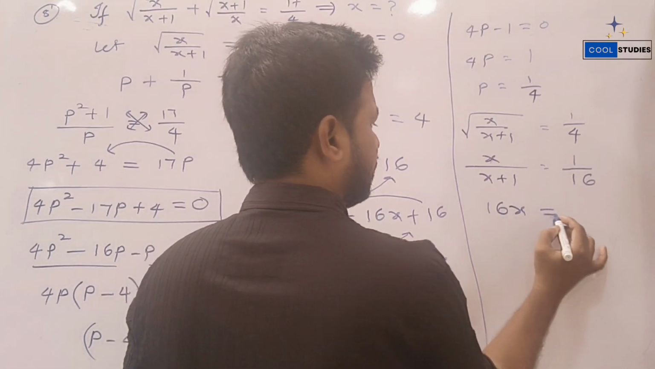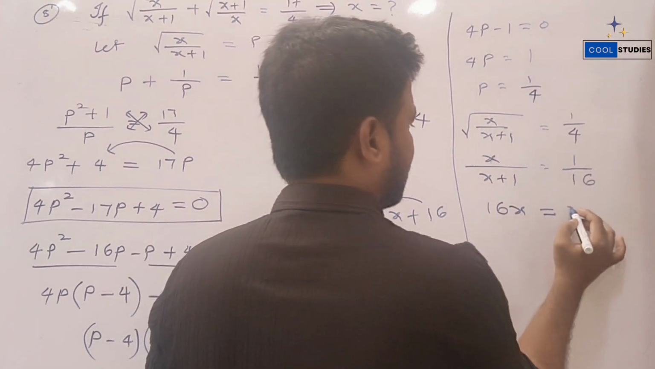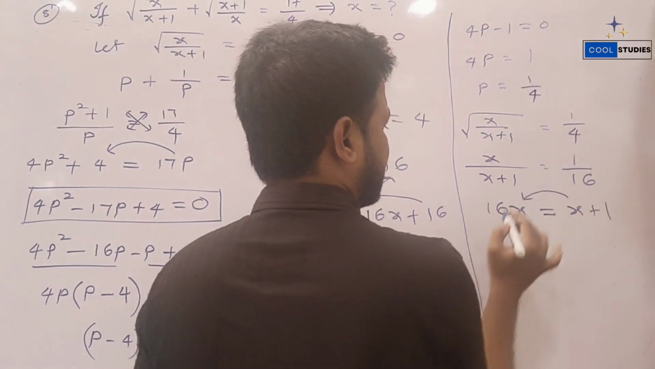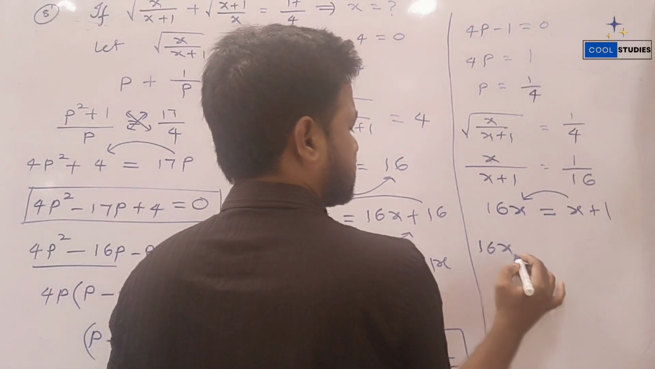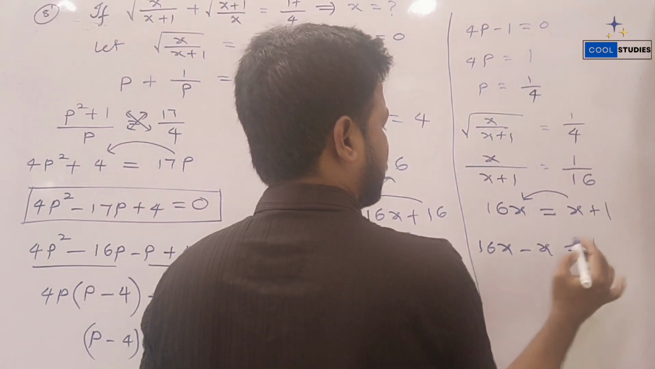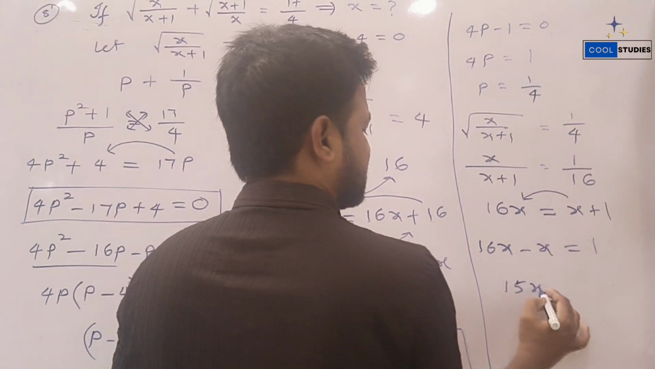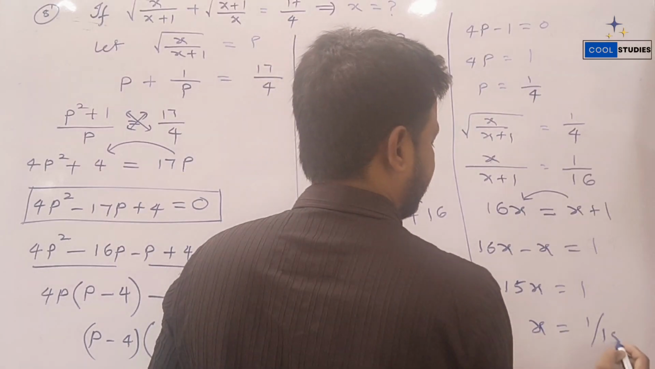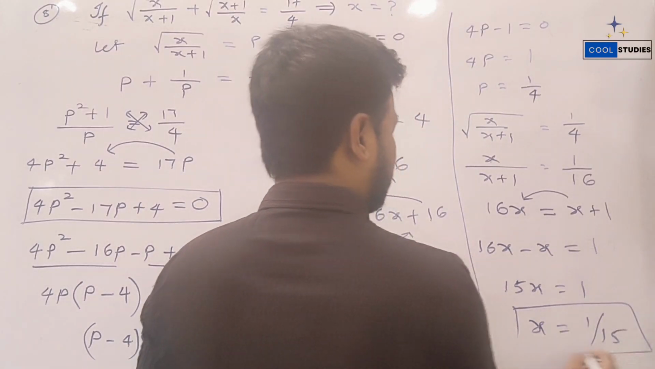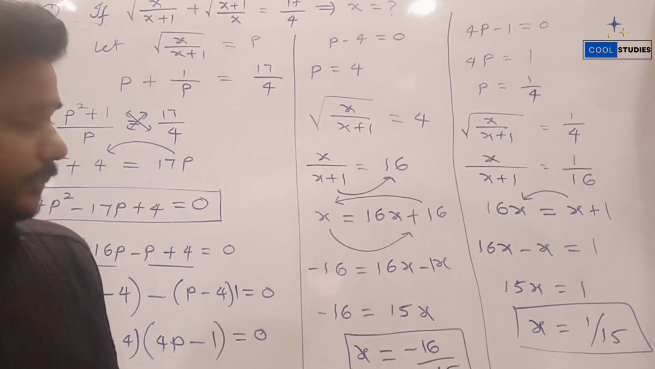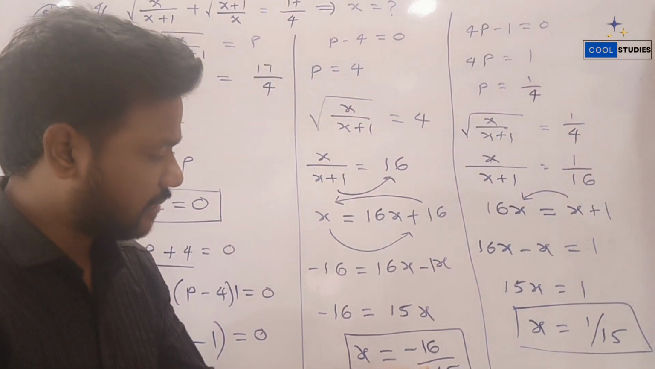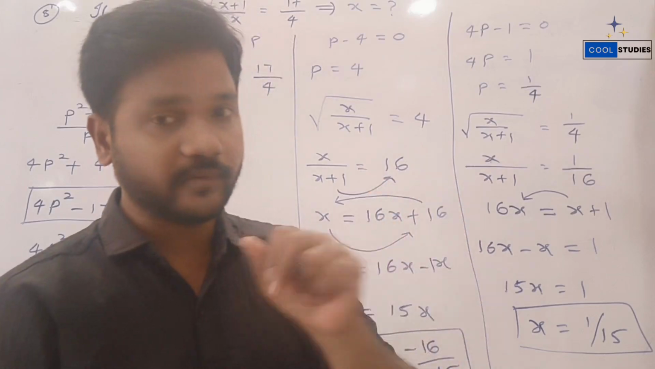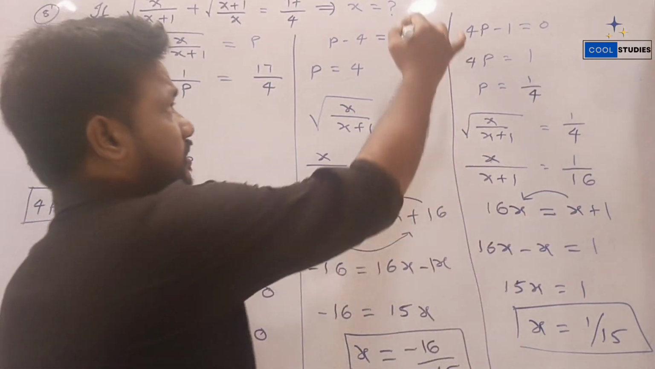16x is equal to x plus 1 into 1, x plus 1. Transpose x to this side now. 16x minus x is equal to 1. 15x is equal to 1. The value of x is 1 by 15. So we got two values of x here. One is minus 16 by 15, and one more is 1 by 15. These are two possible values of x for the given question.